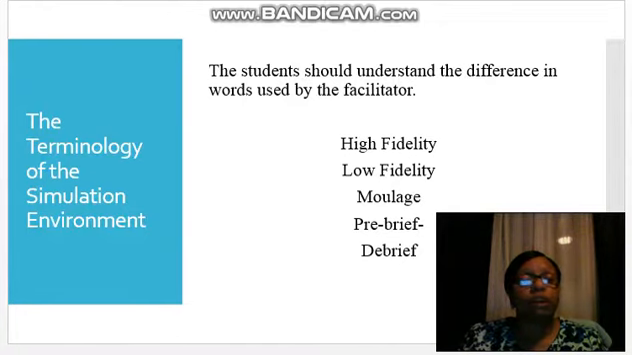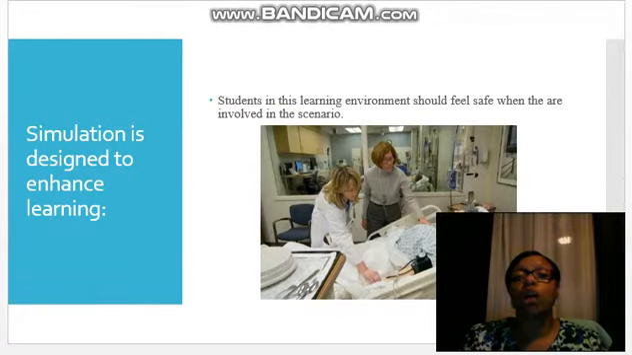Pre-brief, that's what I'm doing right now. We would go in and we talk about what's going to happen in the scenario, what's expected of them, and debrief. In the debriefing setting, we're going to talk about what happened. We're going to analyze. We're going to do all of those things so the learner can understand what and why.